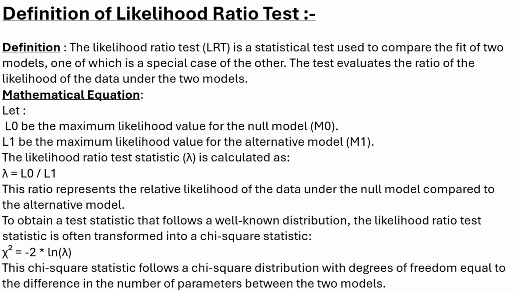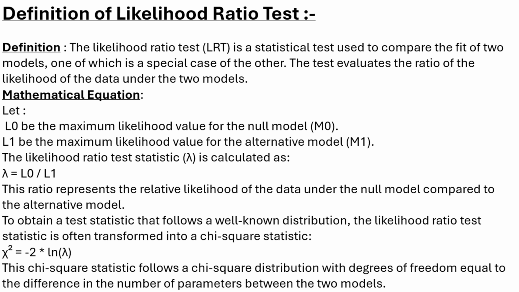Now, here we have this mathematical equation which has certain denotations in the beginning. We have L0 as the maximum likelihood value for the null model, which is denoted by M0, and L1 is the maximum likelihood value of the alternative model, which is denoted by M1. Now the likelihood ratio test statistic lambda is calculated as lambda equals L0 upon L1. This ratio represents the relative likelihood of the data under the null model compared to the alternative model.